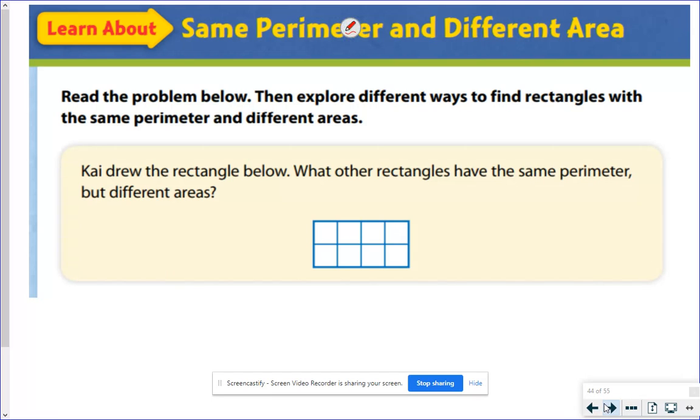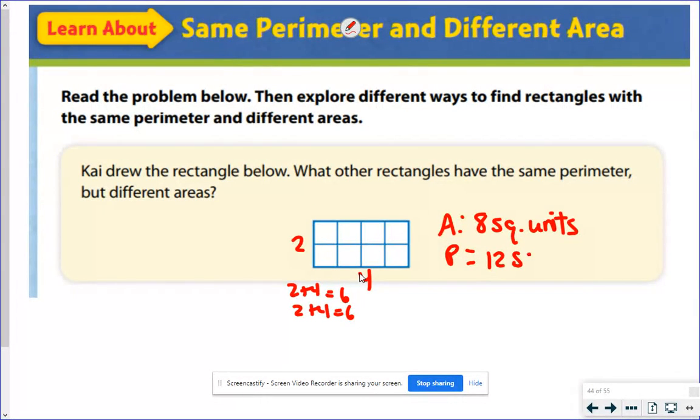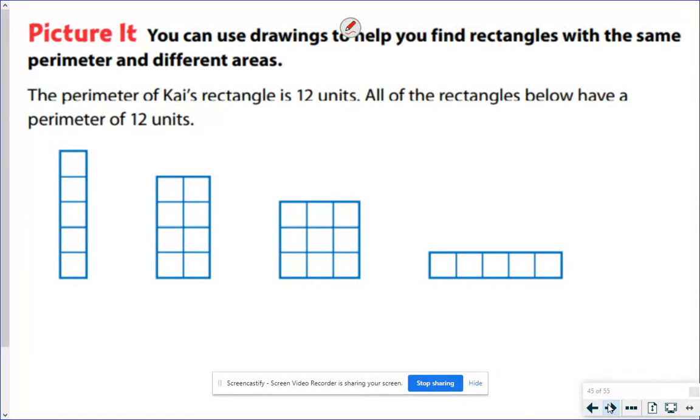First of all, let's find the area of Kai's rectangle. It is 2 rows of 4, so the area is 8 square units. And then the perimeter is 2 plus 4 equals 6, and so the other two sides are 2 plus 4 again equals 6. The perimeter is 12 units. You calculated it correctly. The perimeter of Kai's rectangle is 12 units.